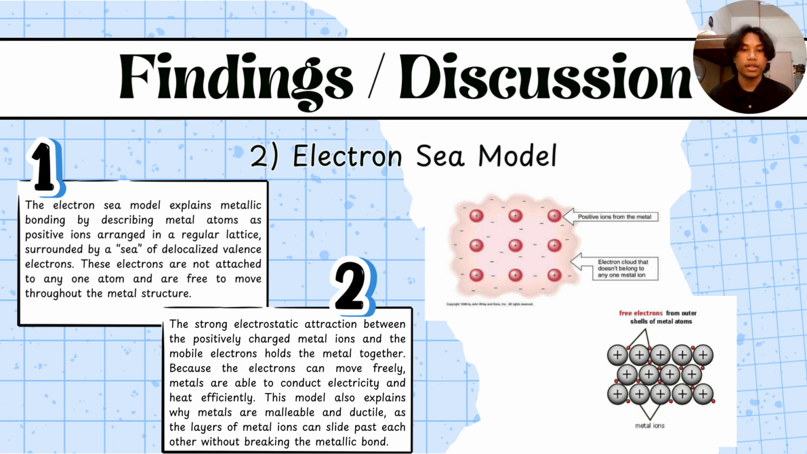The strong electrostatic attraction between the positively charged metal ions and the mobile electrons holds the metal together. Because the electrons can move freely, metals are able to conduct electricity and heat efficiently. This model also explains why metals are malleable and ductile, as the layers of metal ions can slide past each other without breaking the metallic bond.